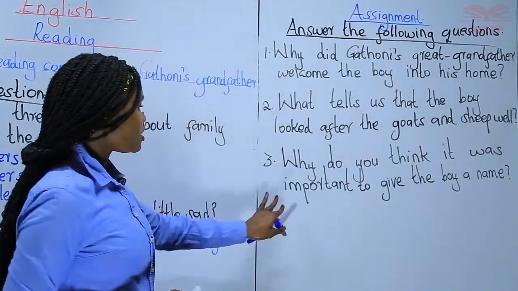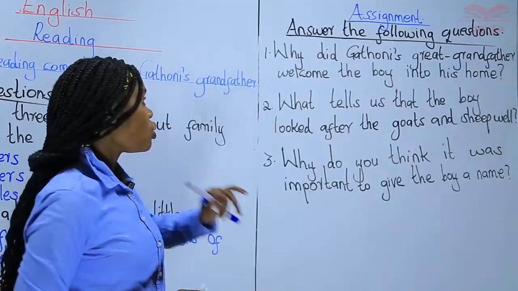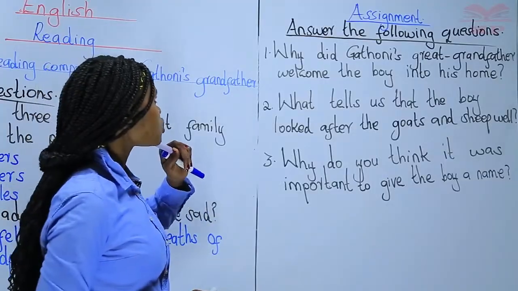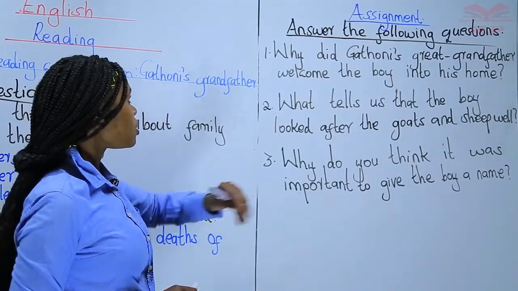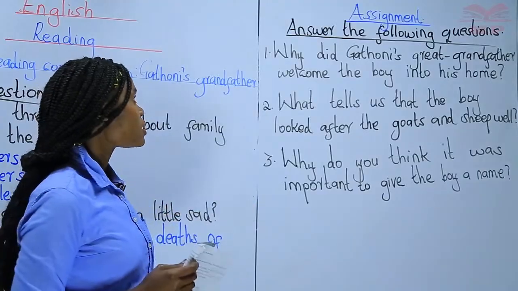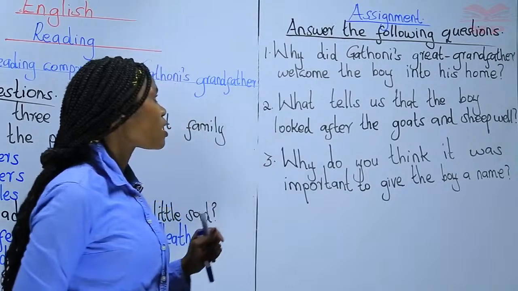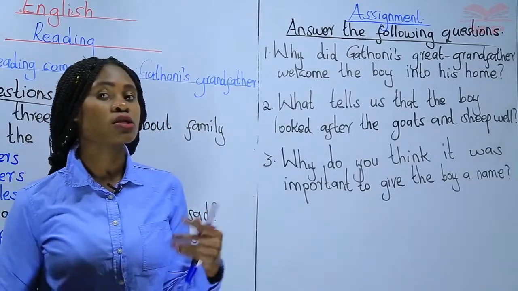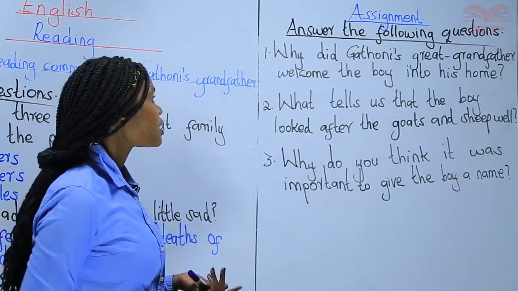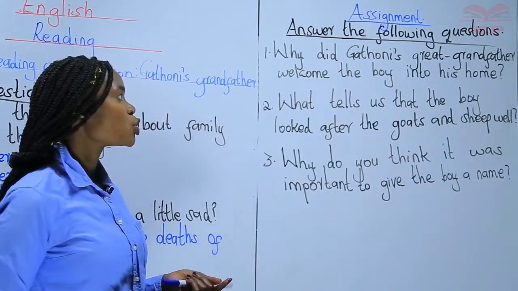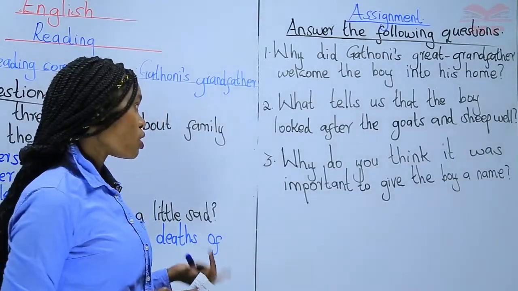Now, here are the questions from the passage. Only 3 questions, and the instructions are guiding you on what to do. Answer the following questions. Number 1, why did Gathoni's great-grandfather welcome the boy into his home? So you write the answer.